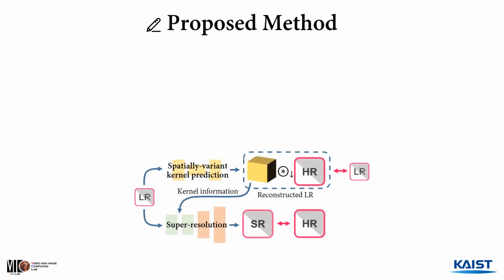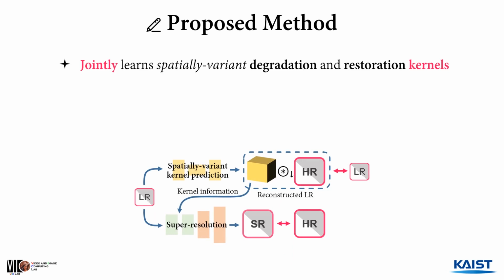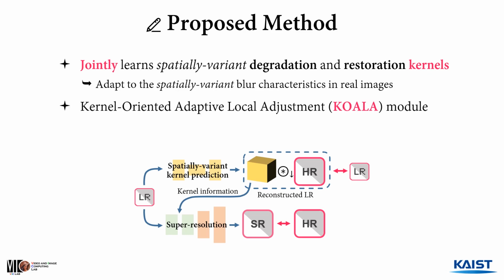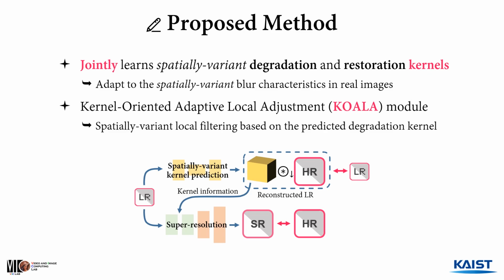We propose a blind SR framework that jointly learns the degradation and restoration kernels instead of directly predicting the output image. Both kernels are spatially variant to account for the complex blur characteristics in an image. We also present a new KOALA module that applies spatially variant local filtering on the SR features based on the estimated degradation kernels. These KOALA modules can be inserted into any CNN for incorporating additional information in image restoration tasks.